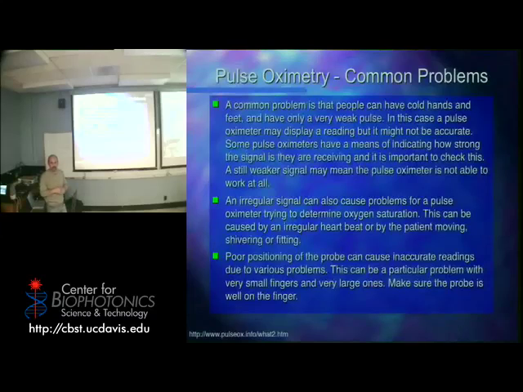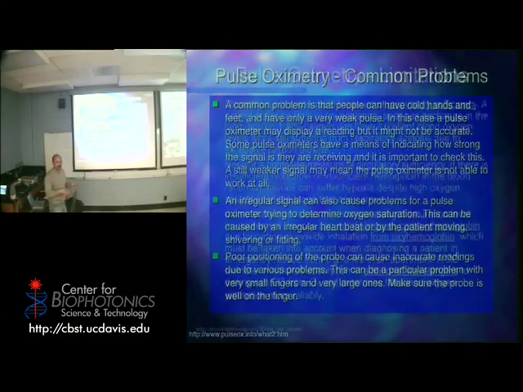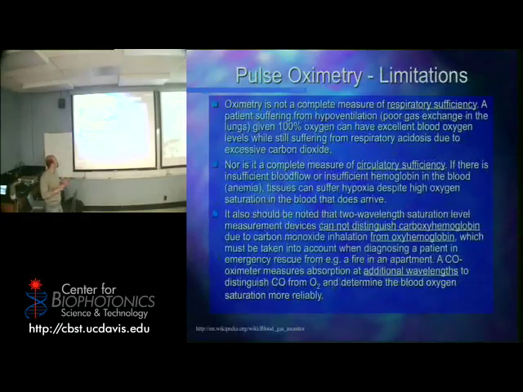They don't have enough of an effect, but some do have an effect. The other thing can be poor positioning of the probe, and it's a particular problem with very small fingers and very large ones. If you have a really large finger, there might not be enough light to get through. If you have a very little finger, there may not be enough blood there to get a signal. So those are problems, but there are also some other major limitations.